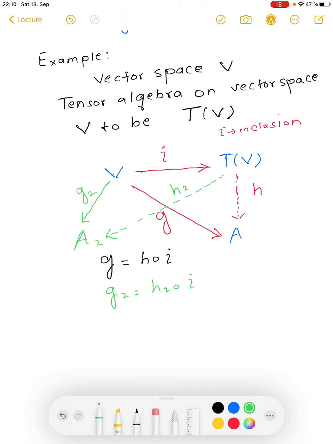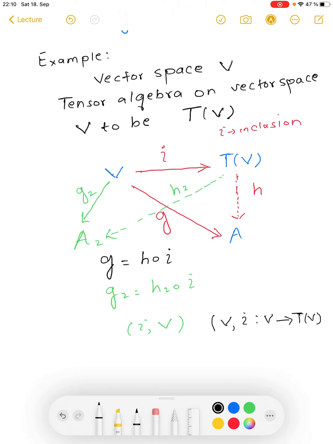So what is the universal morphism here? Actually it is the pair I and vector space V. This pair is actually the universal morphism, or for simplicity you can also write the vector space first and I later on. And what is I? This is the inclusion from the vector space into the tensor algebra of this vector space.